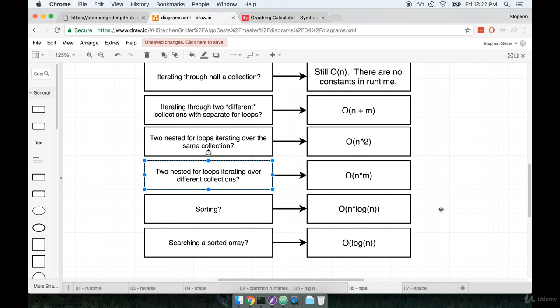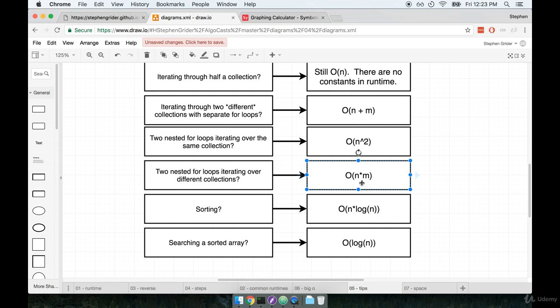Very closely related to that again is if we have two nested for loops, but each one is iterating over a different collection of data. In that case, just like we said a moment ago with two separate strings, we might have one string or one collection of data that's very short, and the other one might be very, very long. So that would no longer be n-squared because we have two different collections of data, and they might have different requirements or different lengths in each of them.